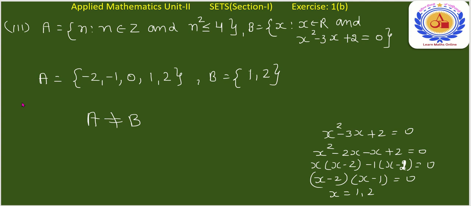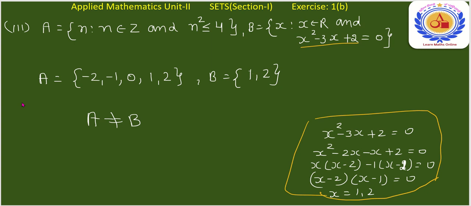And B is a set containing real numbers such that x square minus 3x plus 2 is equal to 0. Basically this is a quadratic equation, and definitely it will have two roots. So B is a set containing two elements, 1 and 2. By solving this equation by the factorization method, two solutions are there, x is equal to 1 and x is equal to 2.